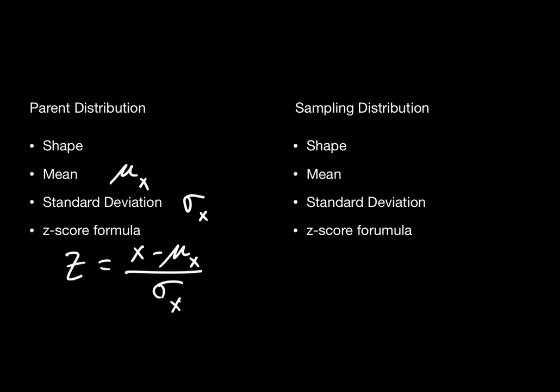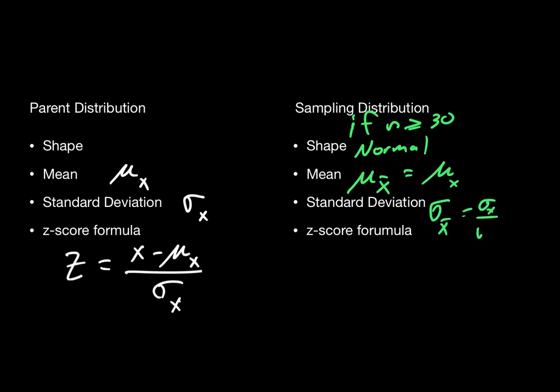When I'm doing my sampling distribution, if n is at least 30, the shape will be normal. The mean of the averages will equal the mean of all x's. The standard deviation of the averages will equal the standard deviation of the x's over the square root of n. And the z-score formula is going to be, now here's what's going to happen.